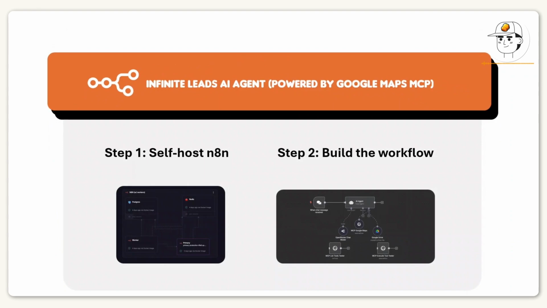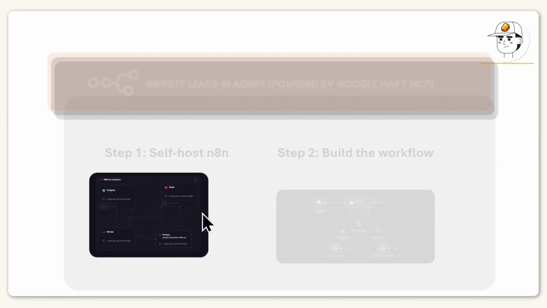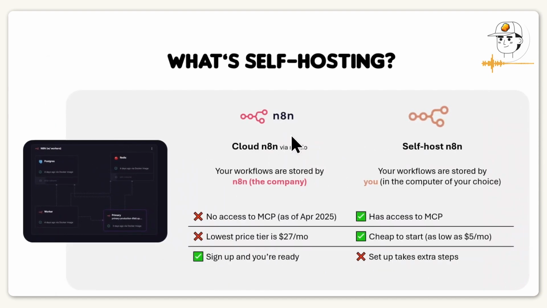And to build out the agent, we will basically have 2 steps to the process. We will first set up our self-hosting to n8n, then we will build the actual workflow. And just to quickly explain what this self-hosting means, usually when you start using n8n, you do it via signing up to their website called n8n.io. And this is actually the cloud instance of n8n. So the automation workflows that you create are being stored and managed by n8n, the company itself. Meanwhile, if you self-host n8n, then your workflows are basically going to be stored by yourself in the computer or the server of your choice.